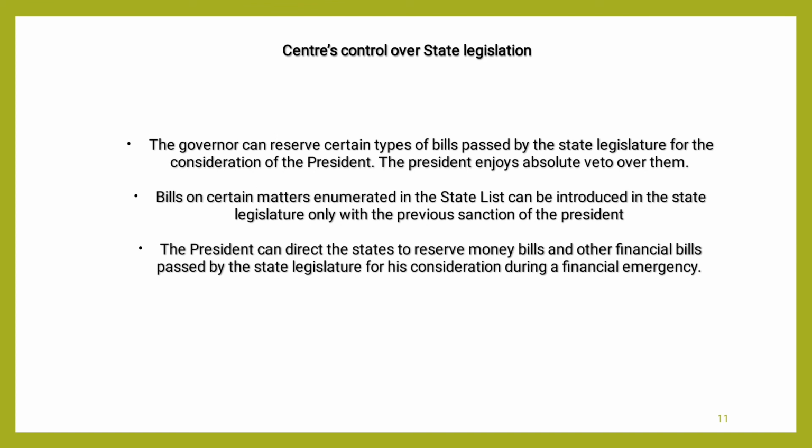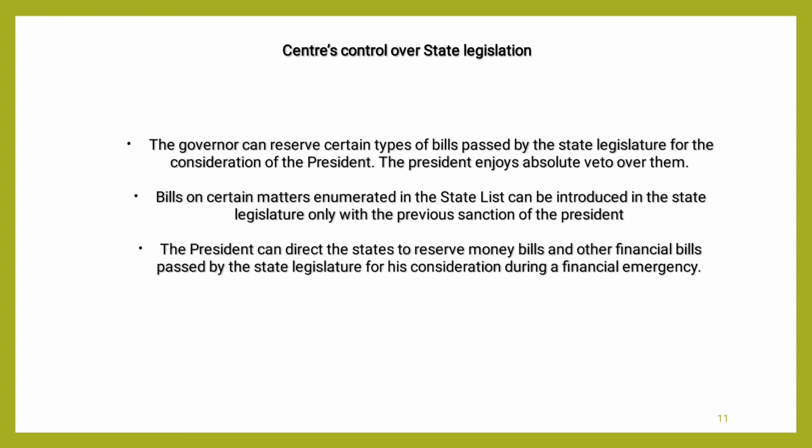Next, that is the fourth and last aspect. That is the first point, which says that the governor can reserve bills. If a bill has been passed by the Vidhan Sabha, it goes automatically to the governor. The governor may just send it to the president for consideration. So we see that ultimately the power is with the center.